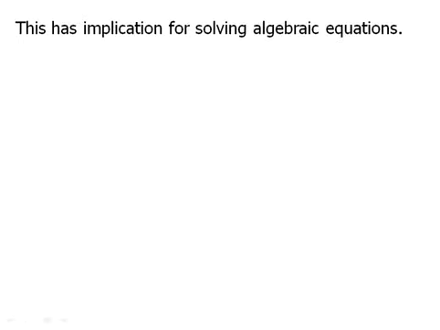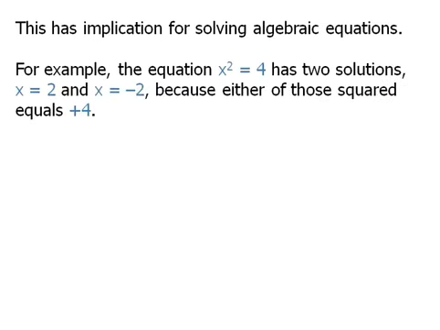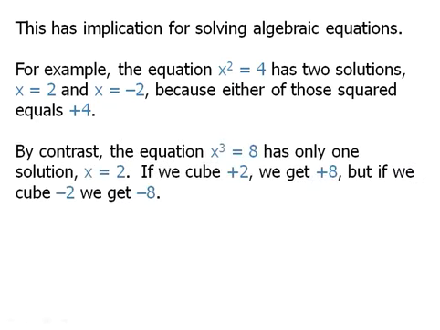This has implications for solving algebraic equations. For example, the equation x squared equals 4 has two solutions, x equals 2 and x equals negative 2, because either of those squared equals 4. By contrast, the equation x cubed equals 8 has only one solution, x equals positive 2. If we cube positive 2, we get positive 8, but if we cube negative 2, we get negative 8.